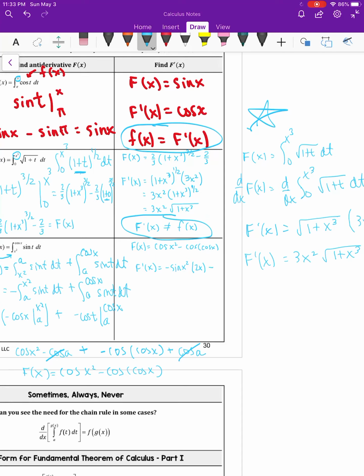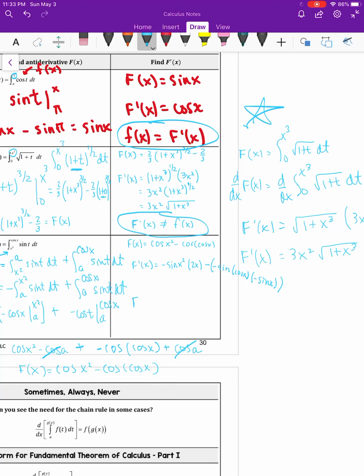So the derivative of cosine of x squared is negative sine of x squared times the derivative of x squared, so times 2x. And then minus the derivative of cosine, which is negative sine of cosine x times the derivative of cosine x, which is times negative sine x. Sorry, I had to squeeze that in.